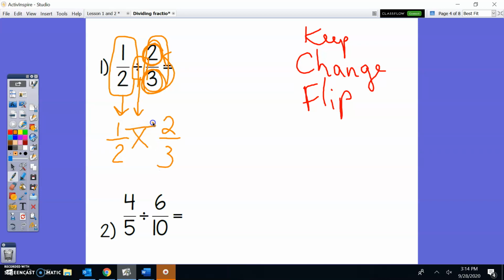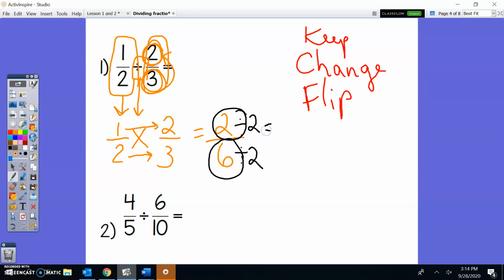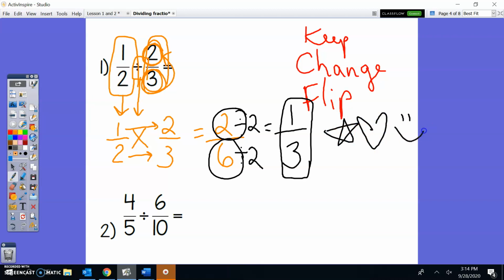So that is my new multiplication problem. I'm going to multiply straight across, because that's what I do when I multiply fractions. 2 times 1 is 2, over 2 times 3, which is 6. I know that 2 and 6 are both even numbers, so I need to divide them by 2. In simplest form, 2 divided by 2 is 1, and 6 divided by 2 is 3. So my final answer for this one is 1/3. Give yourself a star or a heart and a smiley face if you got that correct.